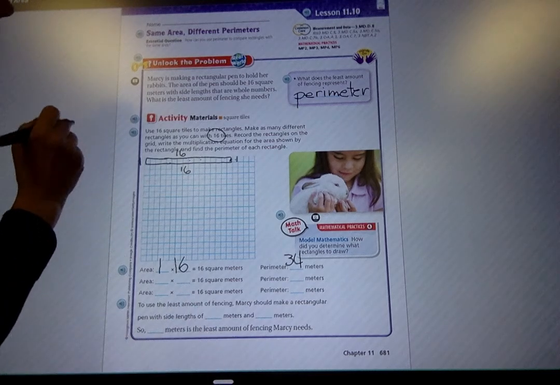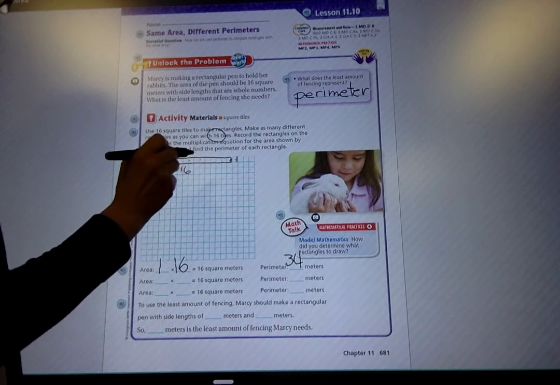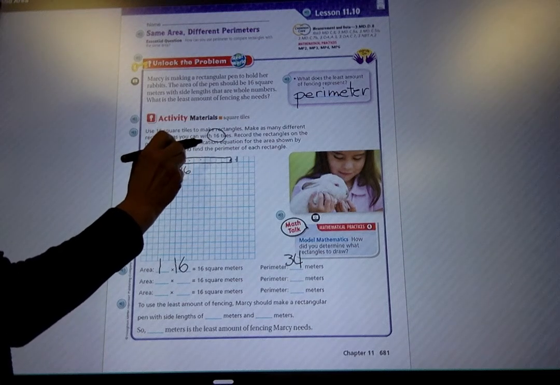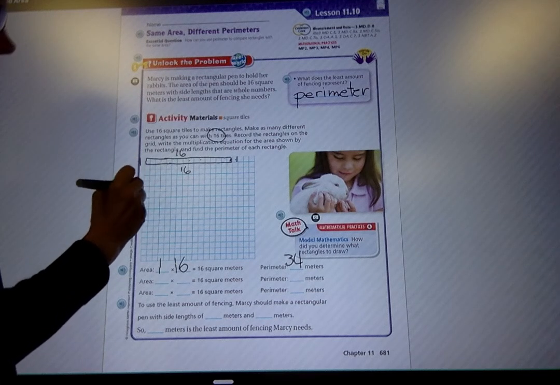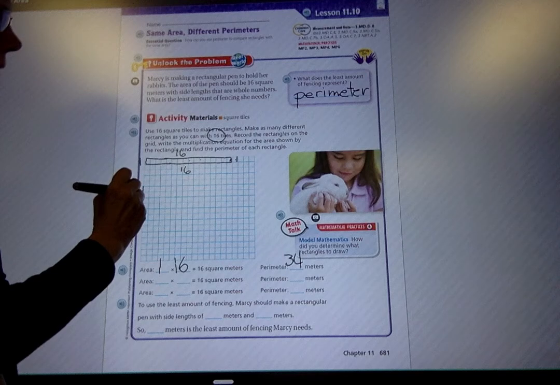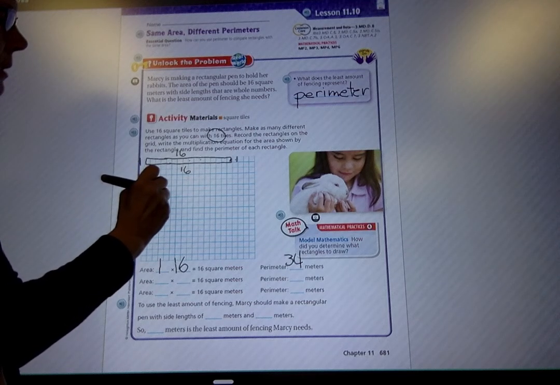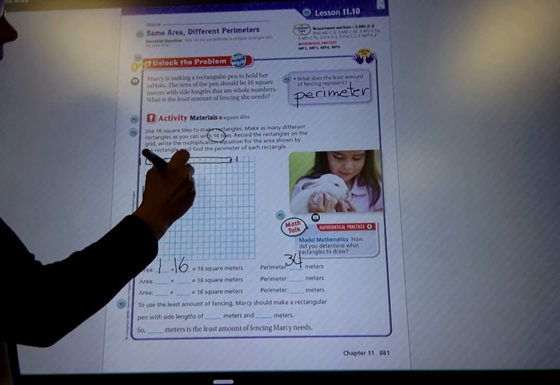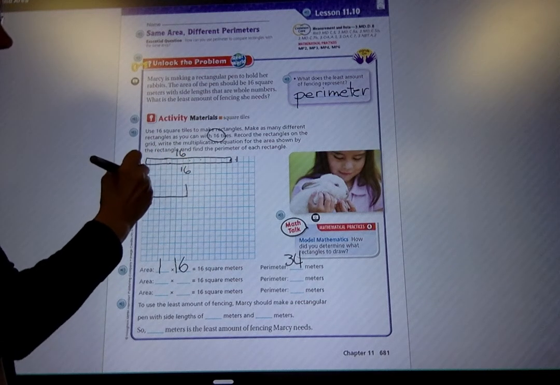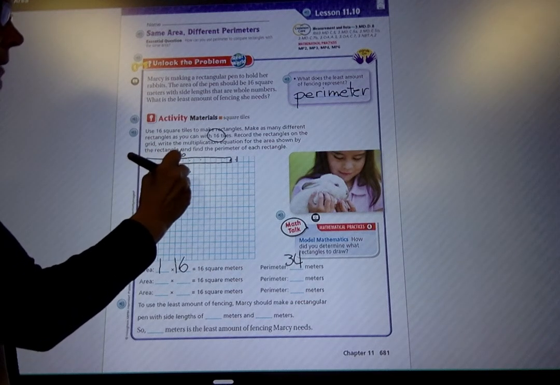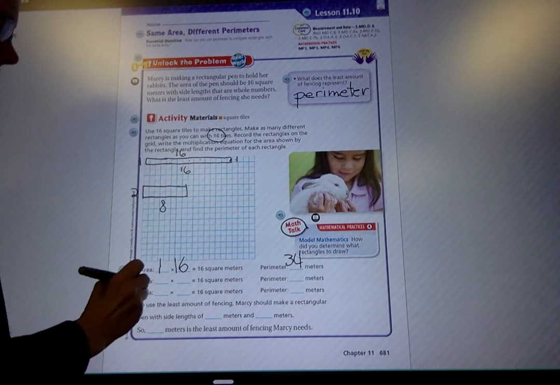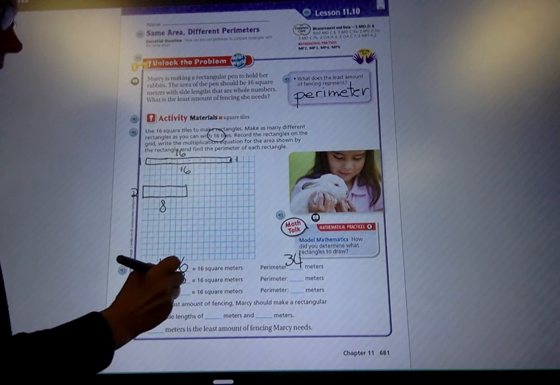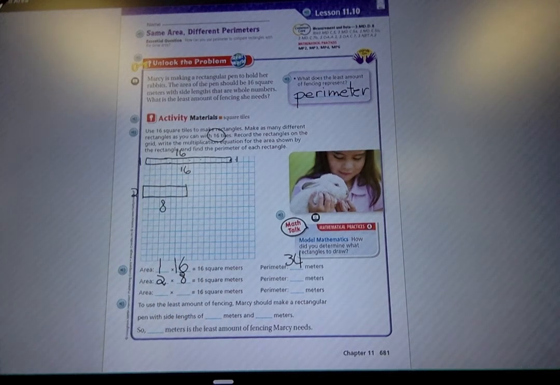I'm going to try something other than 1 times 16. 16 is an even number, so I know 2 will fit into it. 2 times what? 2 times 8. So here's my 2. We're going to count 8. This side has to be 2 to match this, and that means this has to be 8 to match this, because 2 by 8 equals 16 square meters. But now we have to find the perimeter.